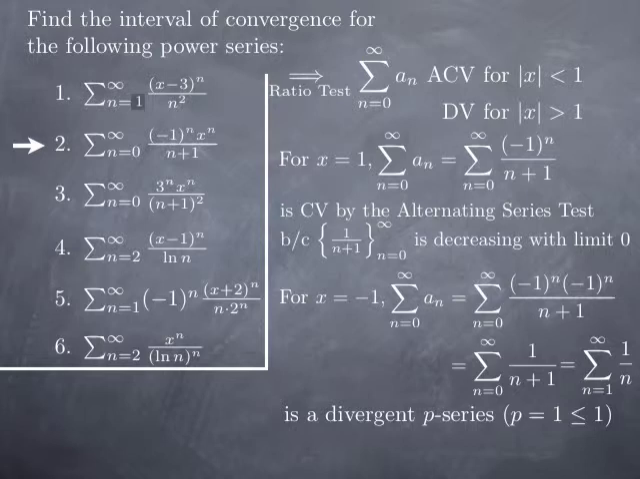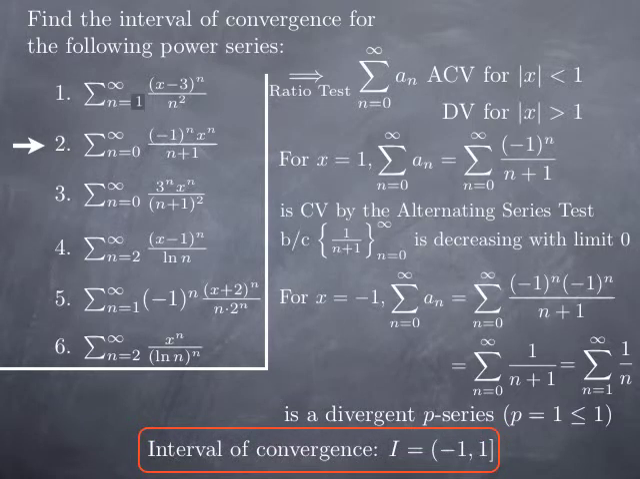So we have this interval from -1 to 1. We have seen that we need to include 1 and exclude -1, and therefore the interval of convergence is from -1 to 1, with -1 excluded and 1 included.